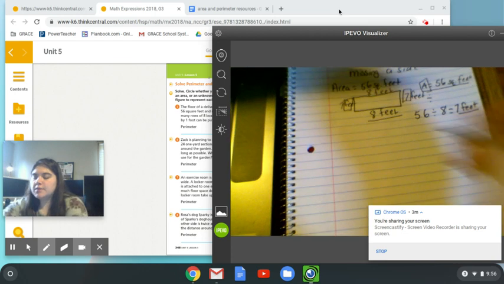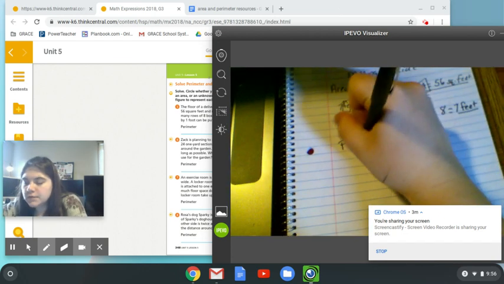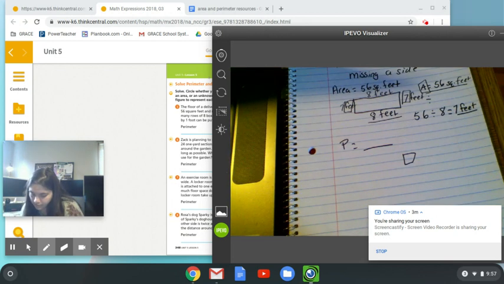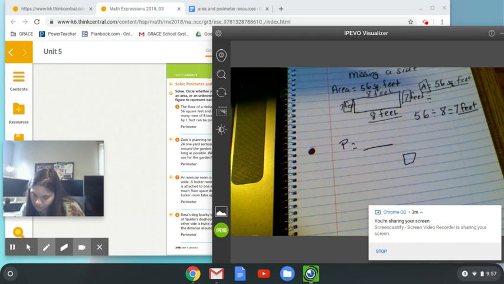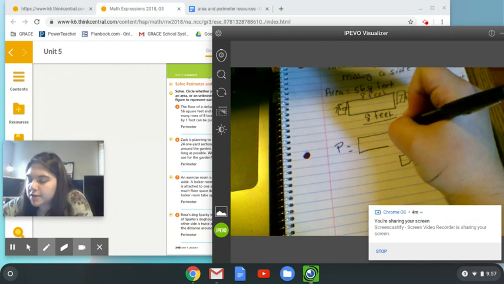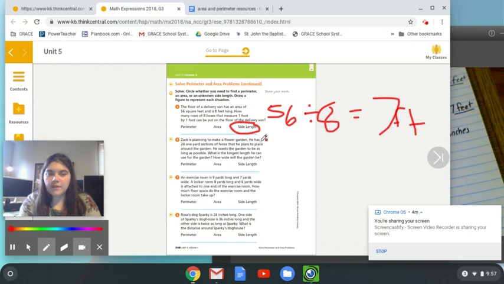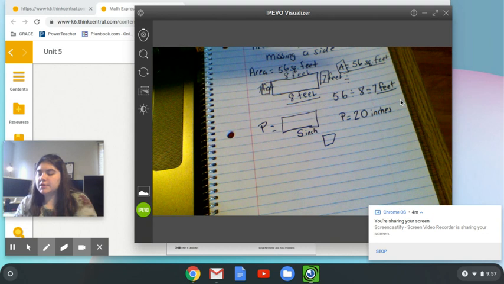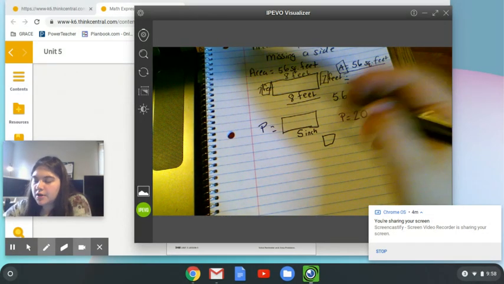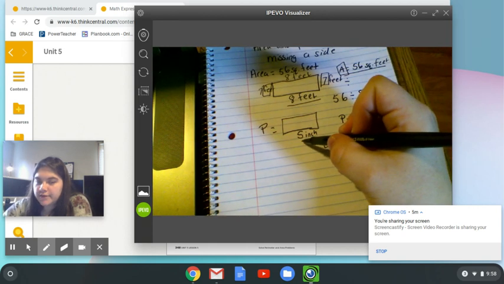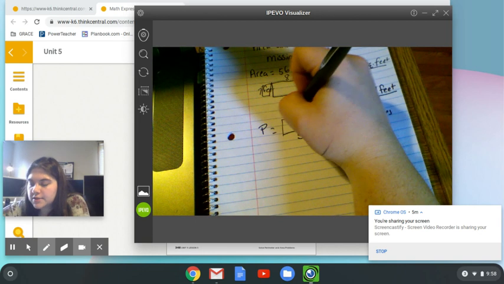Now let's see what happens when I'm given my total perimeter equals something and I'm missing that side length. Let's pretend I have a shape here. Now we're going to go over here, and I just made up an example for us. So we're pretending that maybe I have a garden. All the way around it equals 20 inches. I know that this side is 5 inches. This is a rectangle. I'm also going to say that this is 5 inches.